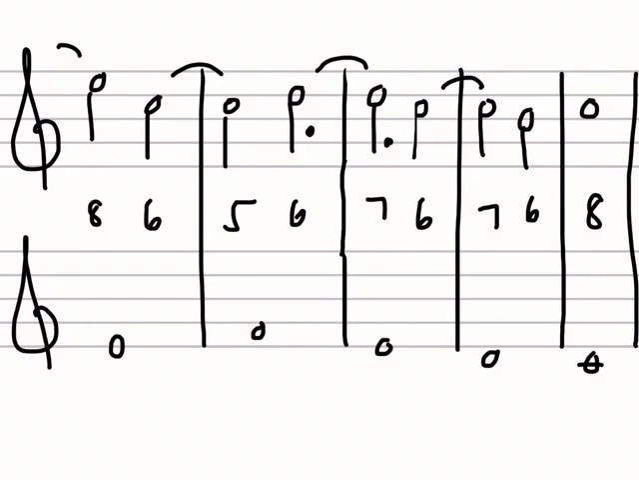Having 2 or 3 of the same suspensions in a row is called a chain. This is good up to a point. You shouldn't do more than 3 of these in a row of the same pattern. So this is a good fourth species exercise.